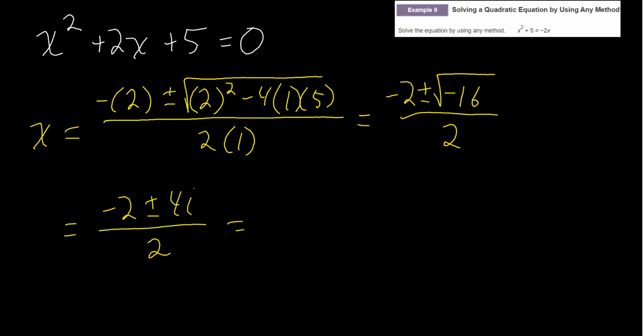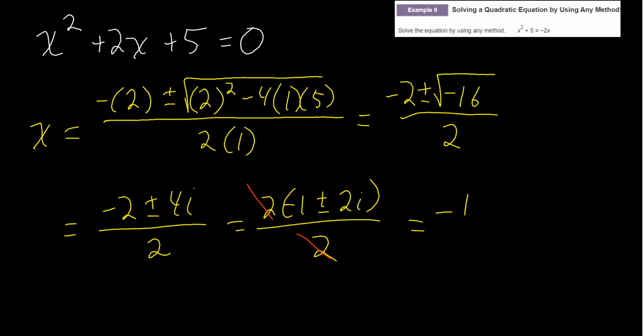We can factor out a 2 in my numerator, so let's go ahead and do that just to show what we're doing here. So we've got a 2 times negative 1 plus or minus 2i over 2. Sorry, because I factored out a positive 2. All right, well, I know the 2 is obviously going to cancel, so I end up with negative 1 plus or minus 2i. And that is my solution set.